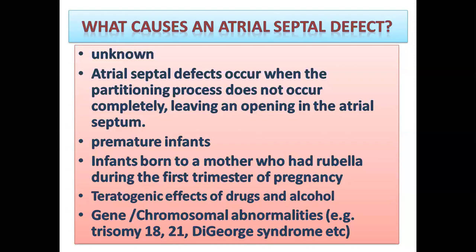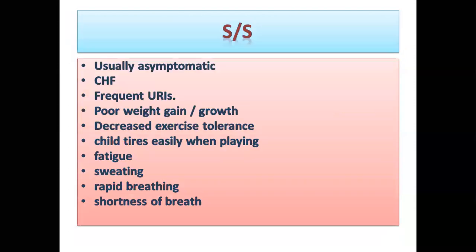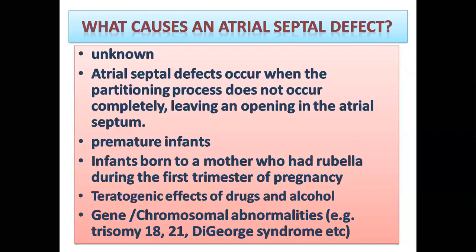The next most common cause is genetic or chromosomal abnormalities, for example trisomy 18 and 21, where there is a mutation or abnormality of the chromosomes carried from the parents to the next generation. These are some of the common causes which may lead to atrial septal defect.